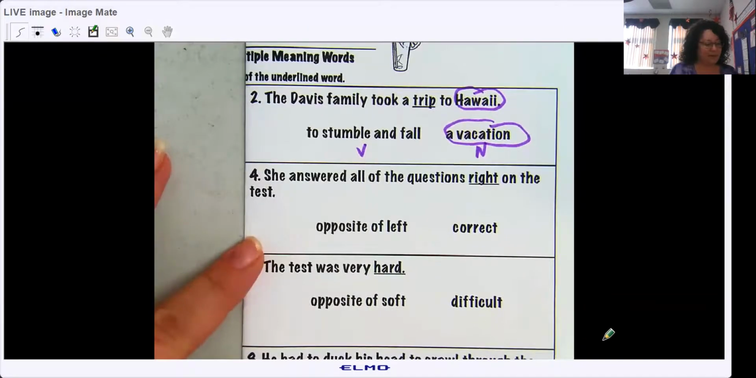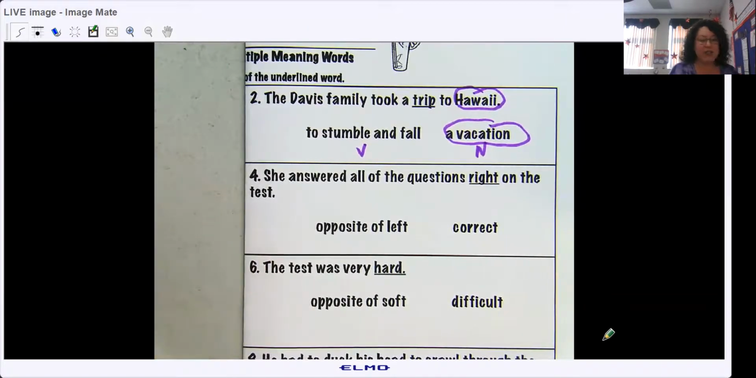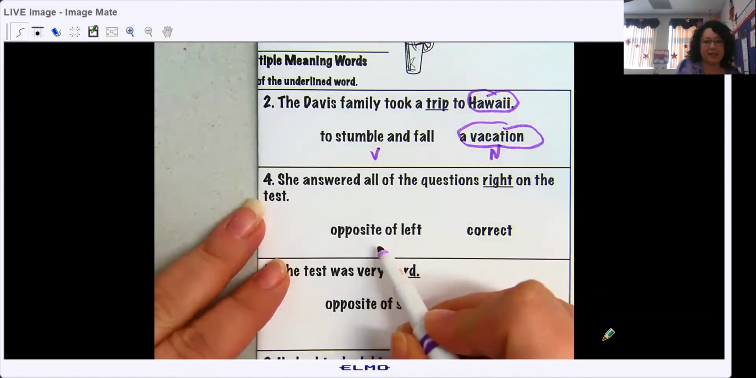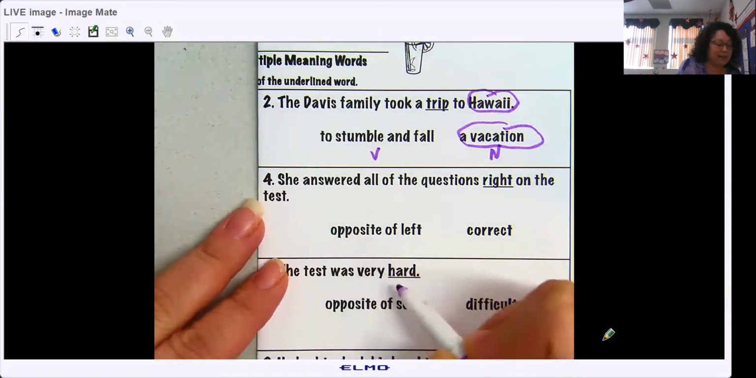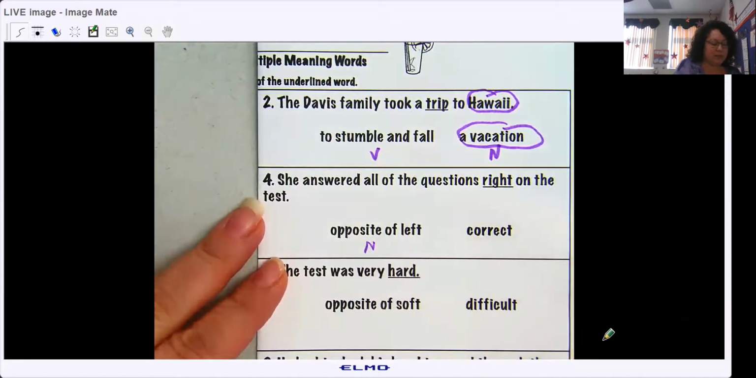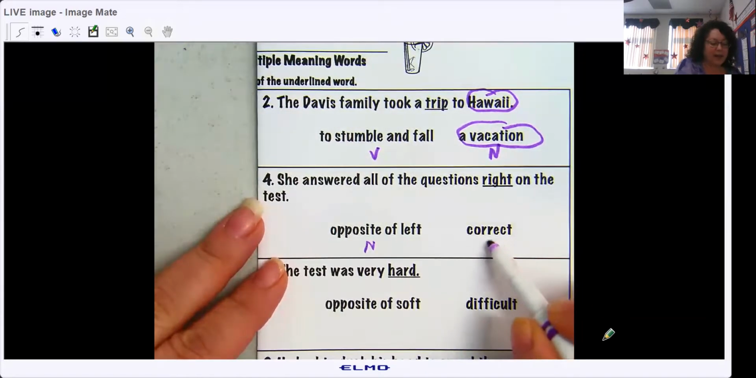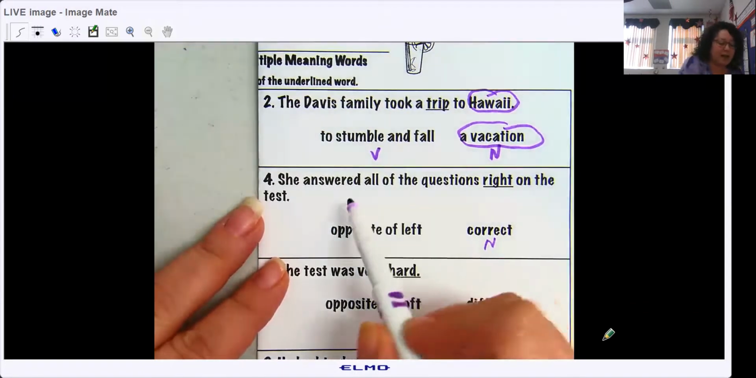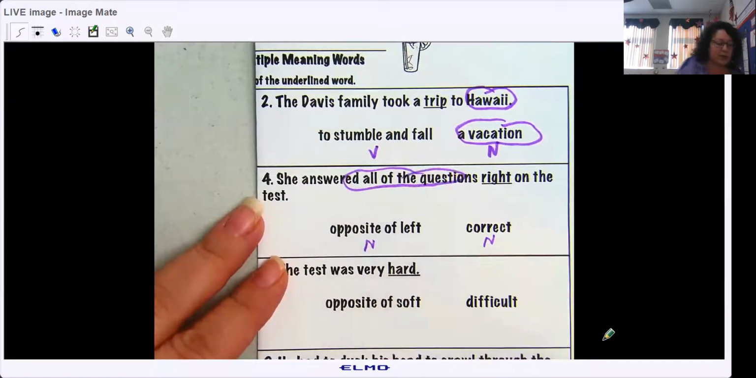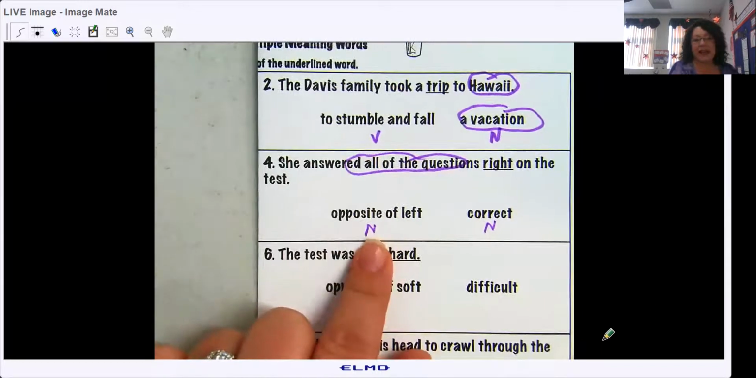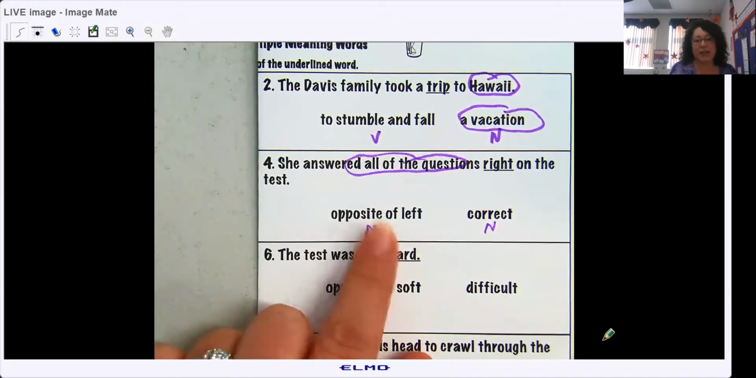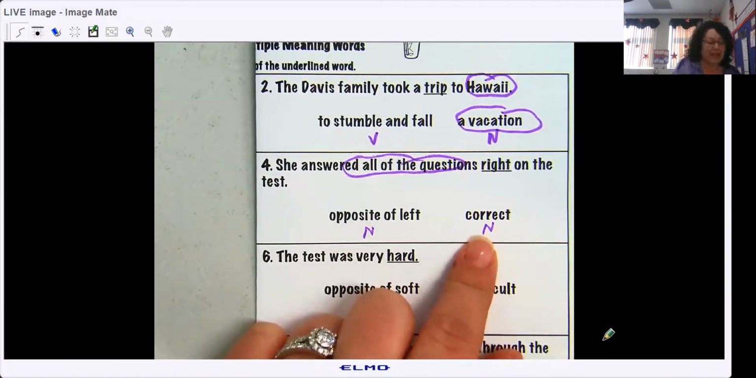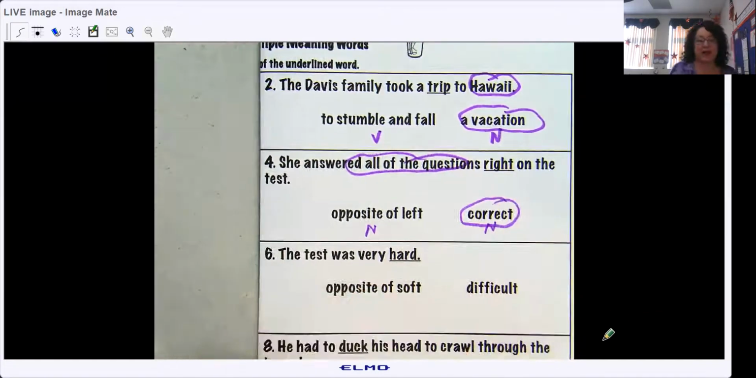Using your clues. She answered all of the questions right on the test. Opposite of left. Guess that's a noun, it's a thing. And if it's correct, it's a thing also. She answered all of the questions, there's our clues, right on the test. Did she answer them opposite of right? Did she answer them left? Or did she answer them correct? She answered them correct.